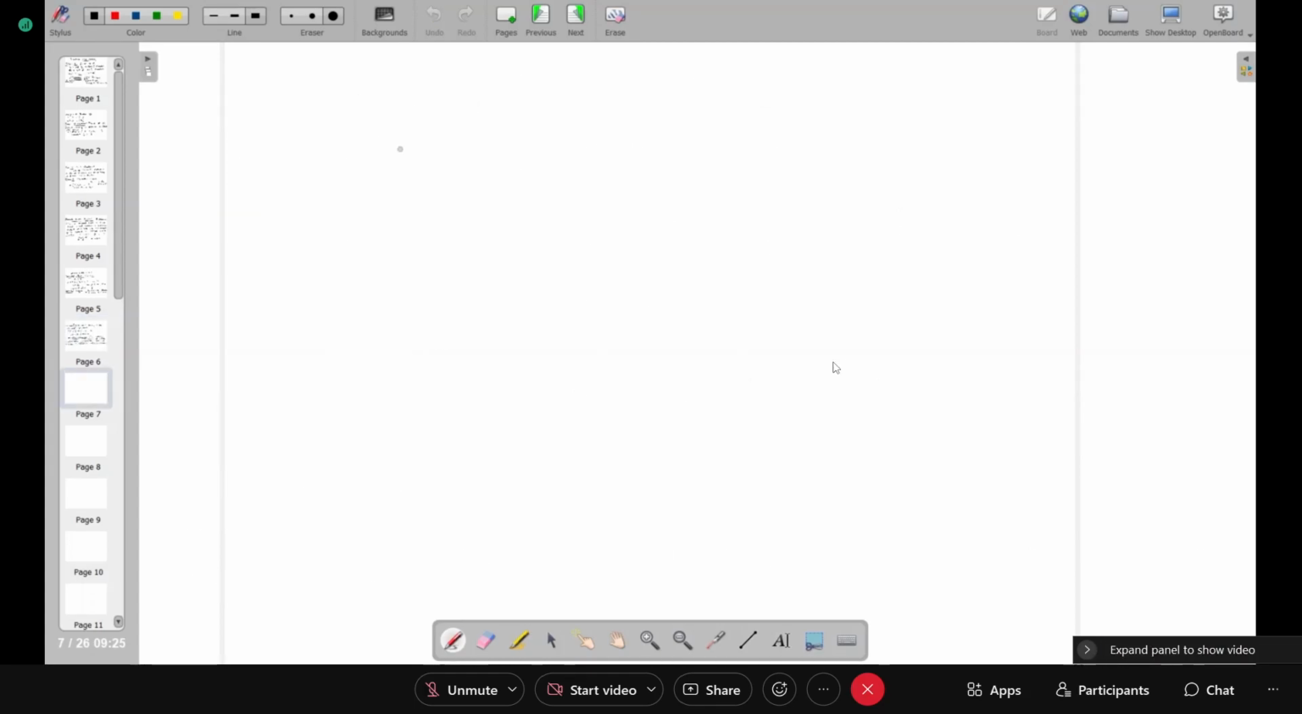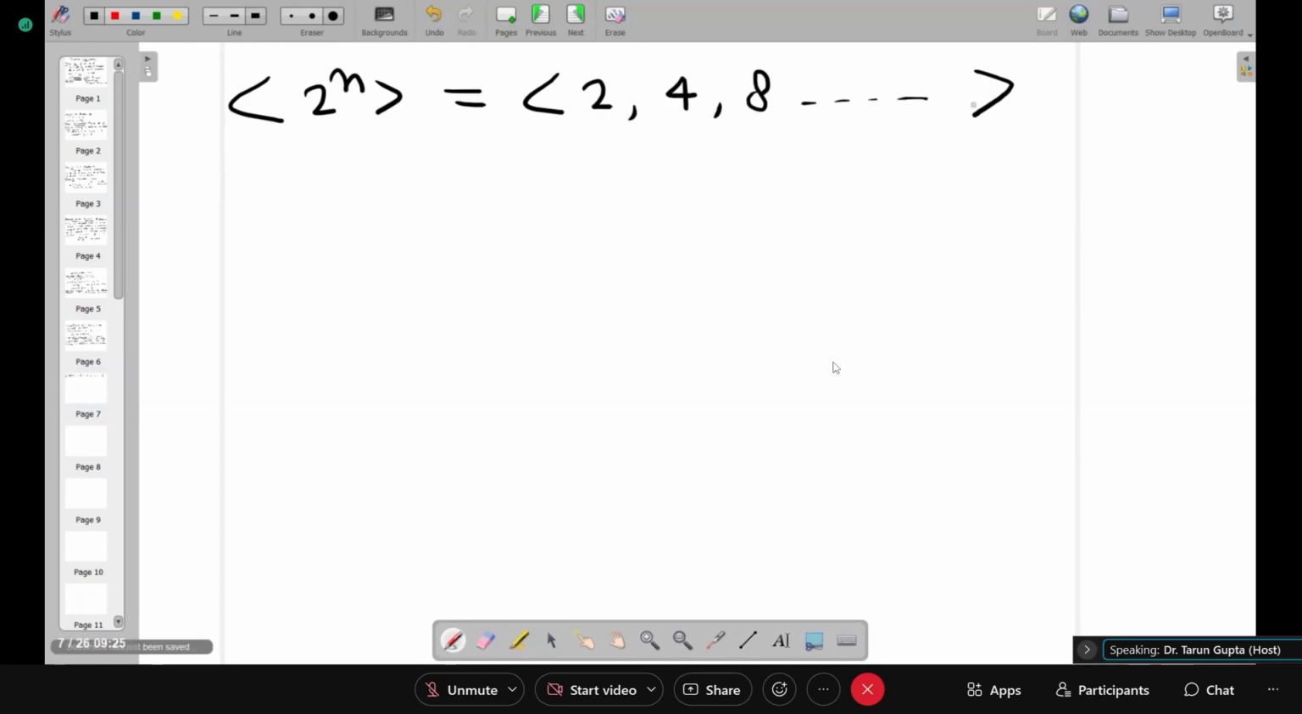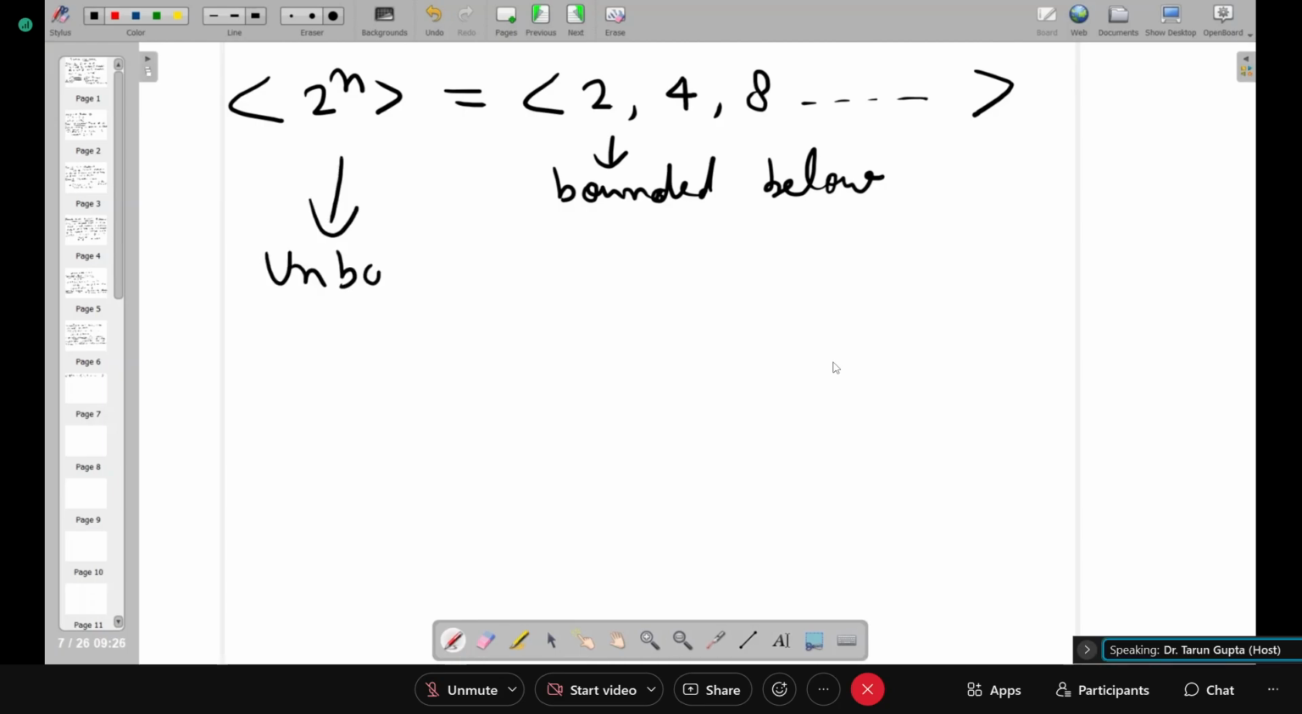If we are writing the sequence 2 to the power n, here the terms are 2, 4, 8. Here 2 is the bounded below element. You cannot find a bounded above element here. So this is an unbounded sequence.